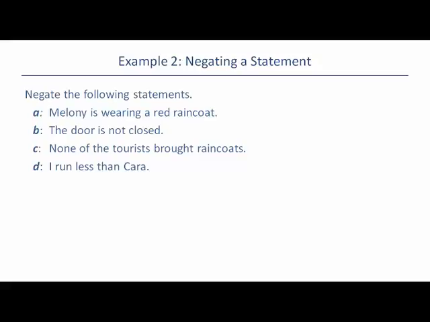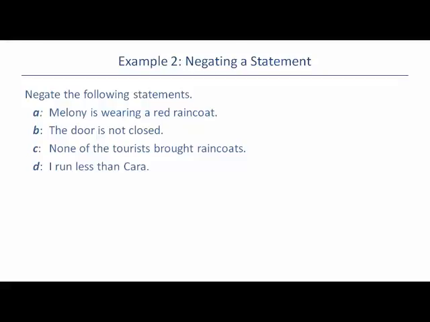So how do we negate a none, right? A none is an extreme one, right? It's all the things, right? None of them and all of them. It's both the same thing. So none of the tourists brought raincoats. Can't we just change that to some of the tourists did bring raincoats, right? Some of them brought it, or at least one of them brought it, that kind of thing.